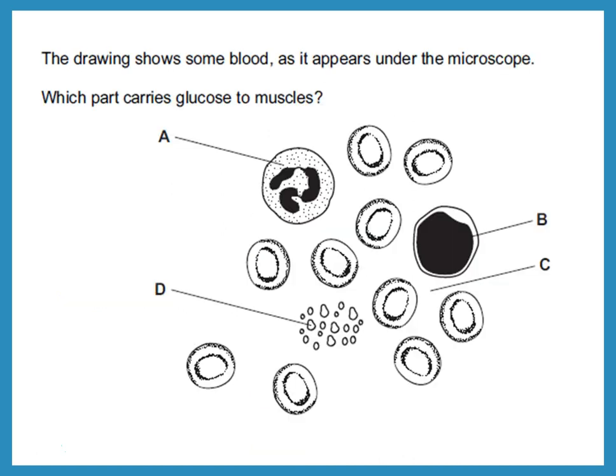The diagram shows some blood as it appears under the microscope. Which part carries glucose to the muscles? We said glucose is carried how to the muscles? Remember, we said it is carried dissolved in the plasma, the liquid part of the blood. So which part is the plasma? That is part C.